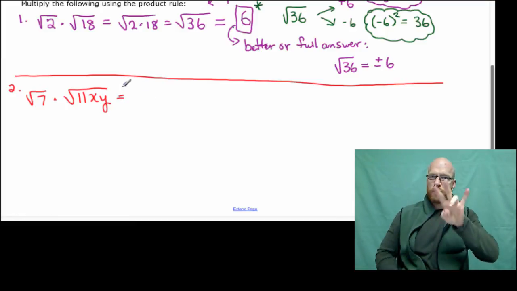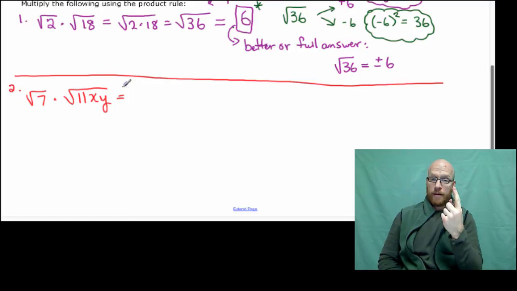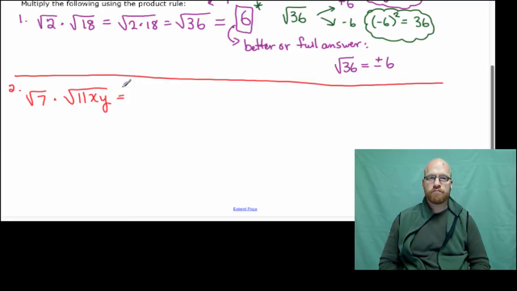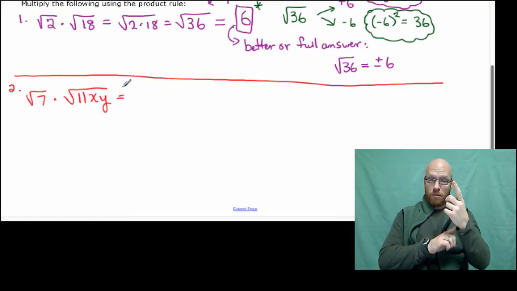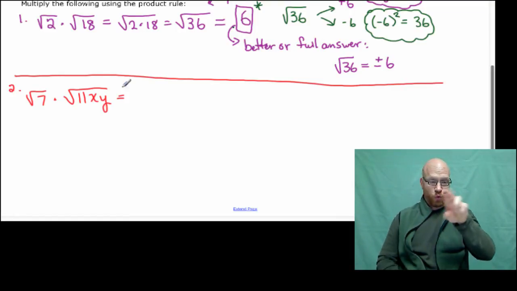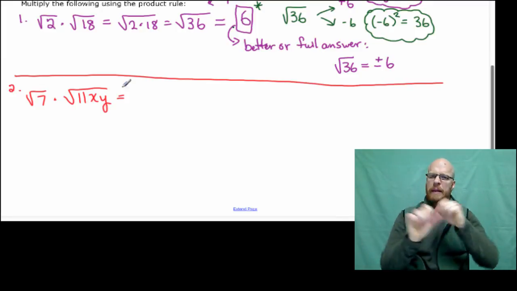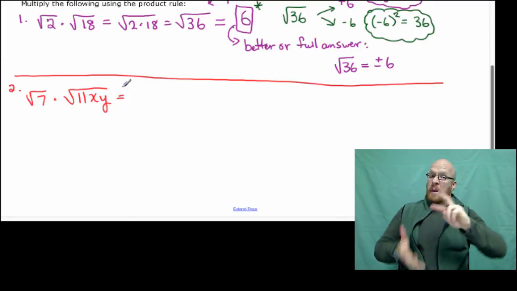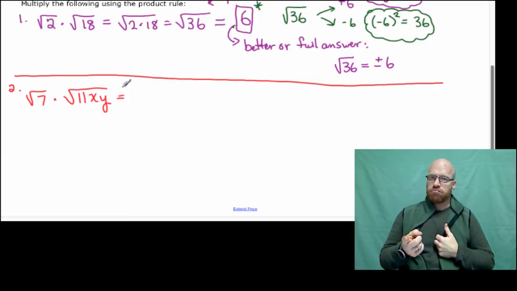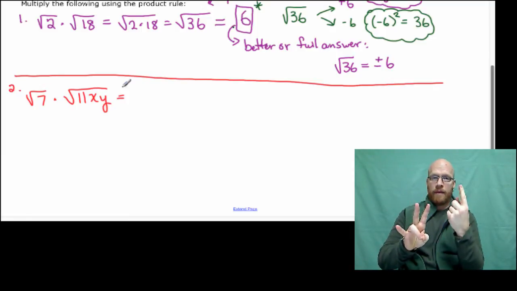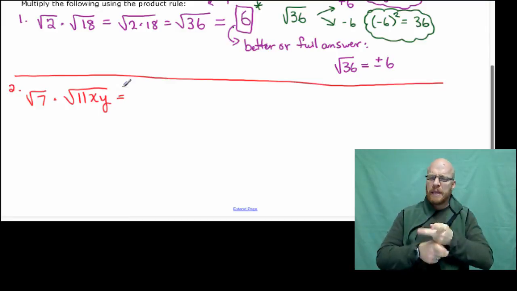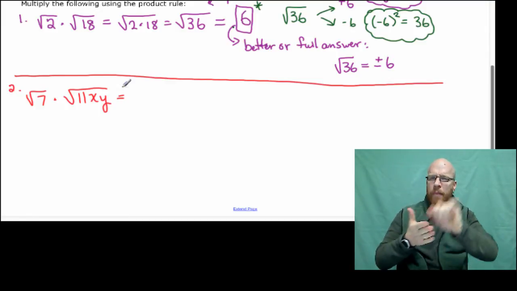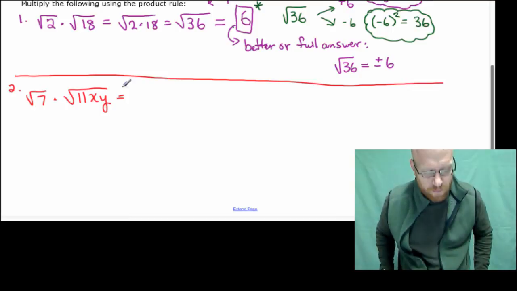Okay, we have square root of 7 times square root of 11xy. All right. Okay, it's a little different, but remember, we talked about our rules. The product of two square roots means you just multiply the insides of those. What does this mean? 7 times 11, 77. What about our xy? We keep them. Watch how we write it down.